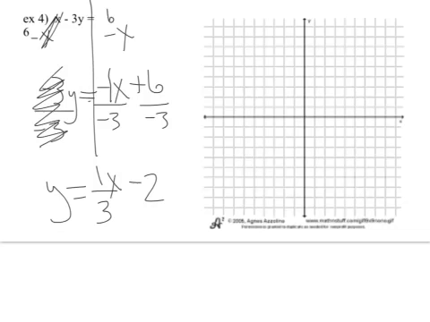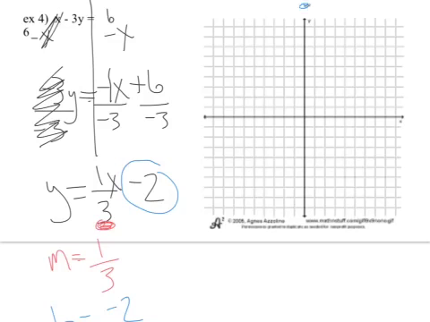So step 2 says to name your slope and your y-intercept. So your slope is the number in front of x once it's solved for y. So our slope is 1/3. And our y-intercept's whatever you add here at the end, which is going to be negative 2. So step 3, we're going to graph. So it says plot the y-intercept. So our y-intercept's negative 2.